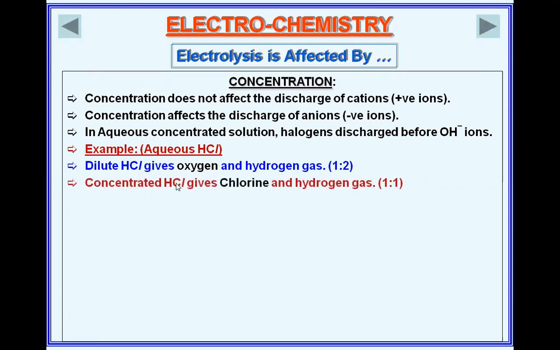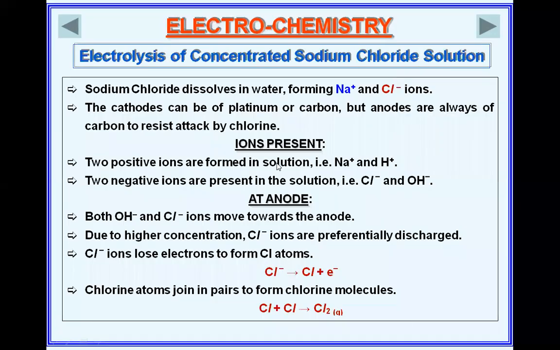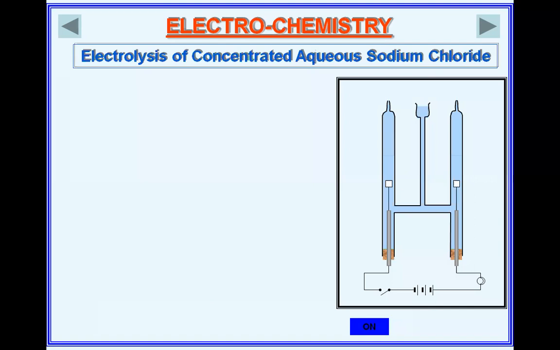If concentrated HCl or concentrated sodium chloride solution, they give hydrogen gas in the ratio of 1:1. How can we retrieve this topic? Now we have to consider one more picture. So we are sharing the picture. Just wait. When concentrated sodium chloride solution or concentrated HCl solution or HBr solution or HI solution is electrolyzed, then the ratio of the gases which are produced at cathode and anode can be shown by this diagram.